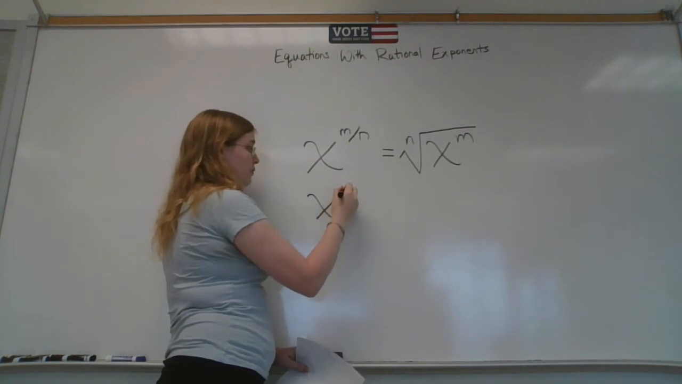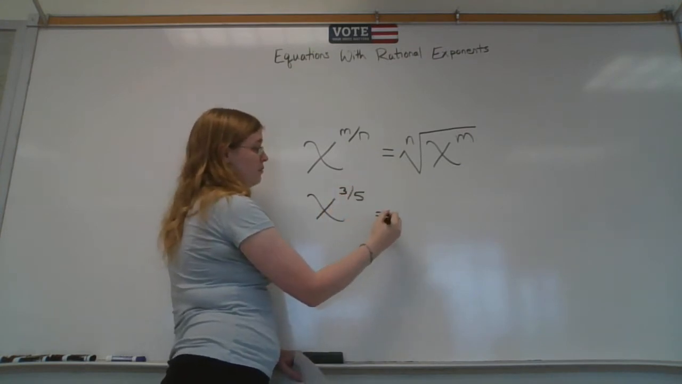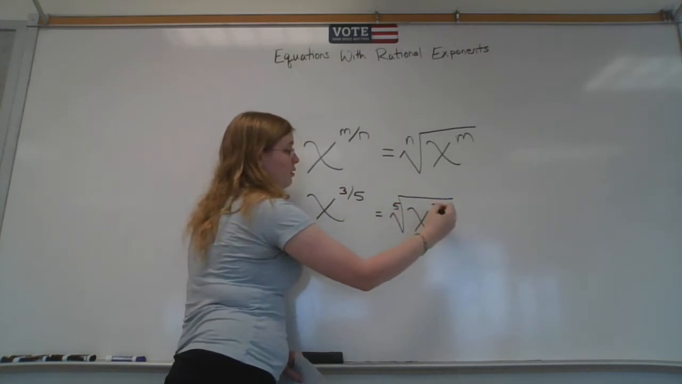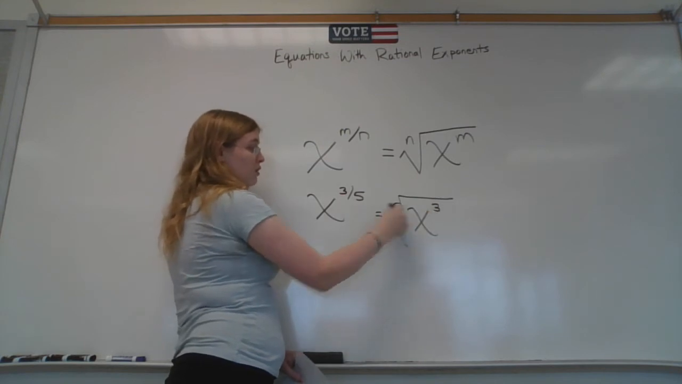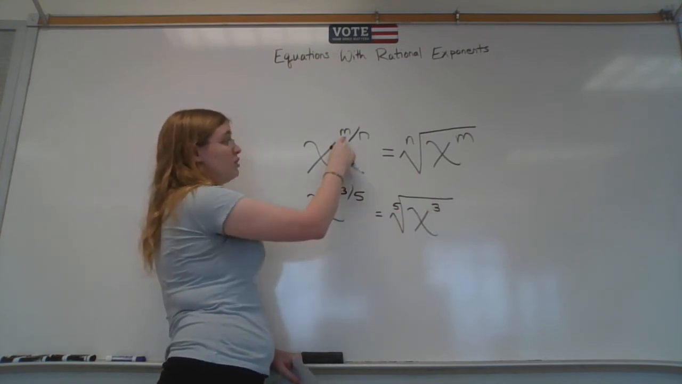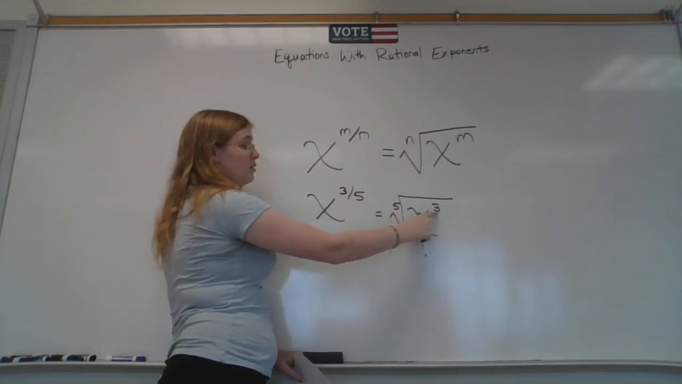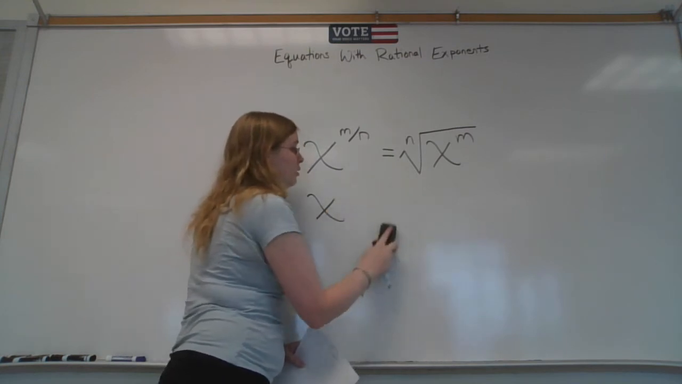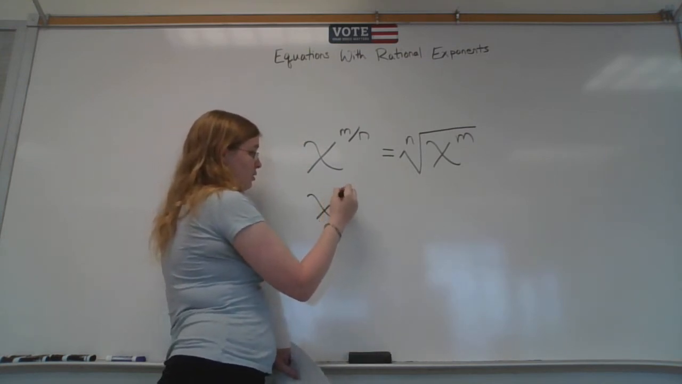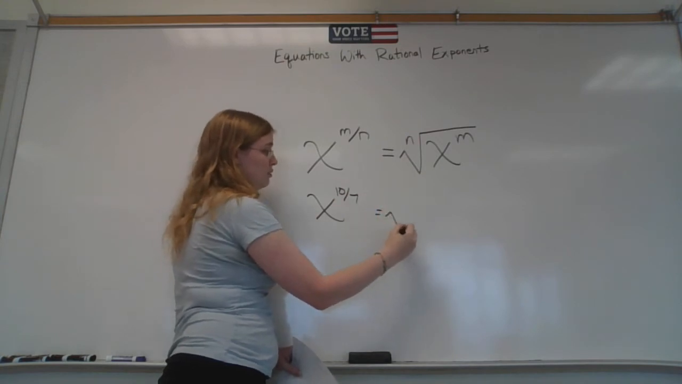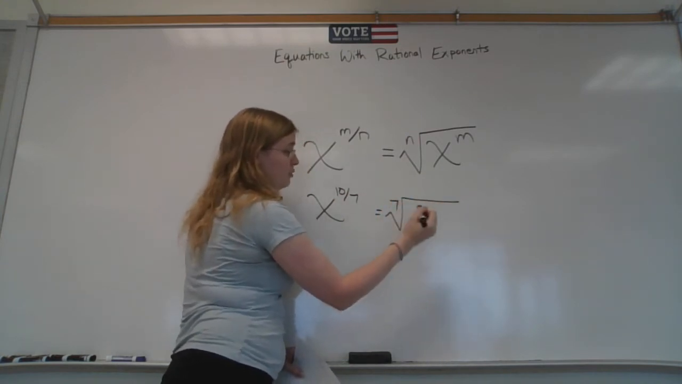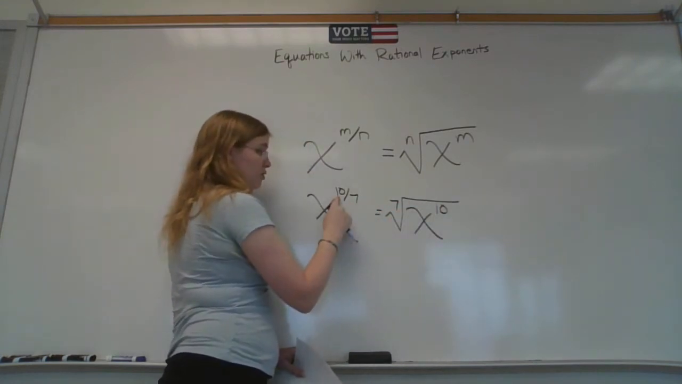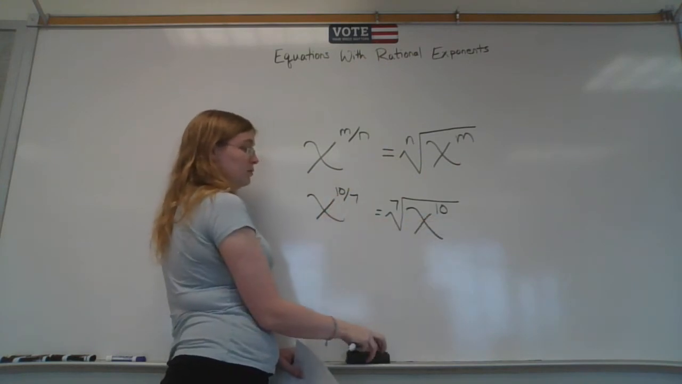If I had x to the 3/5, that would be the same as saying the 5th root of x cubed. The top number of the fraction of the rational exponent goes inside, the bottom number goes outside. If I had x to the 10/7, that would be the 7th root, bottom number on the outside, of x to the 10th power, top number on the inside.